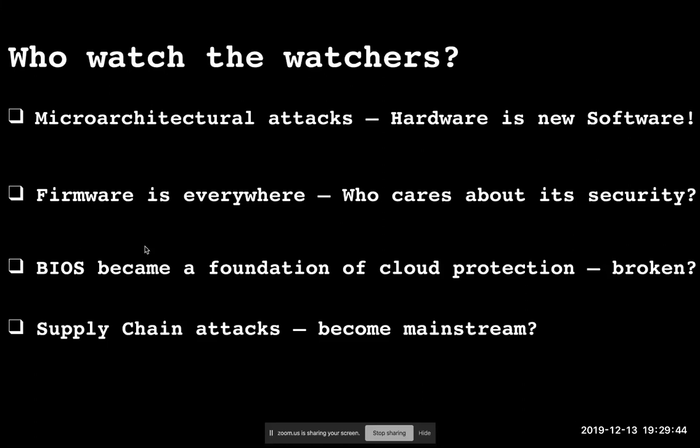Other problems in the supply chain are microarchitectural attacks. Because think about it, even if there is a patch in the CPU microcode, it doesn't mean your hardware vendor delivers you the most recent microcode update. And if you have a lot of components across your hardware, like the USB controller and BMC, they can be from different vendors, and firmware is everywhere.